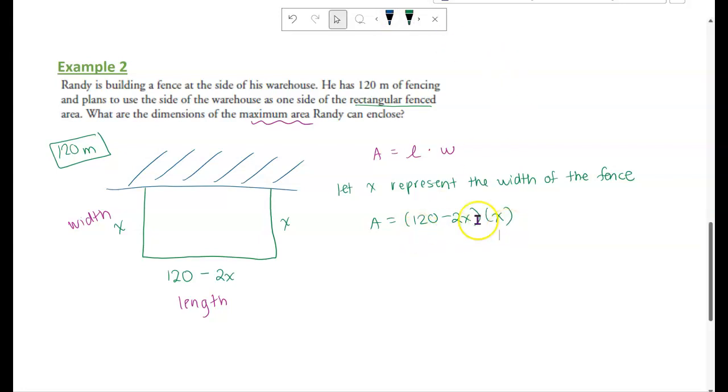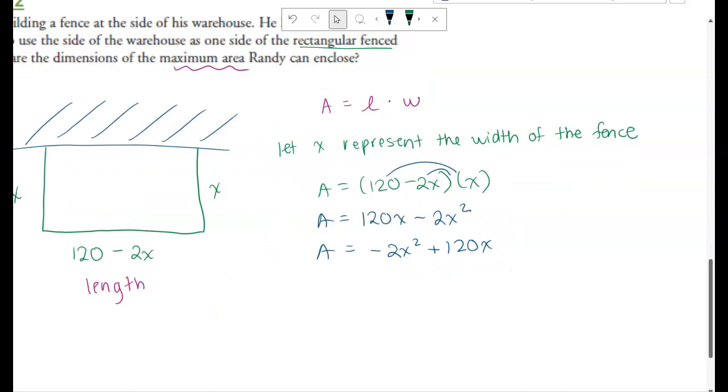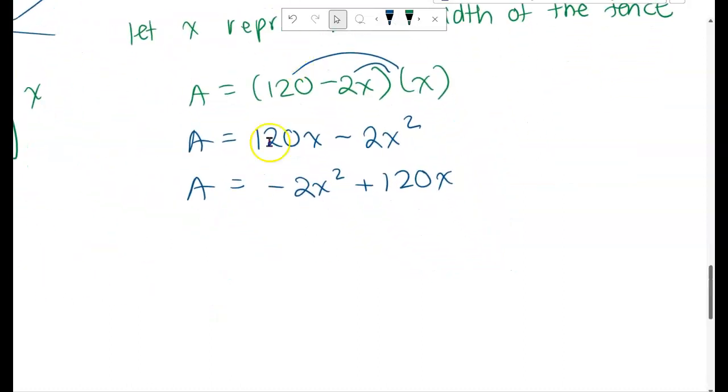And so this is factored form, and I'm going to distribute it out so that I can have a quadratic equation in standard form so that I can go back into vertex form. So 120 times x is 120x. Negative 2x times x is negative 2x squared. And I'm just going to rearrange this because I think it helps you see the quadratic equation better. So now I have a quadratic equation of area equals negative 2x squared plus 120x.